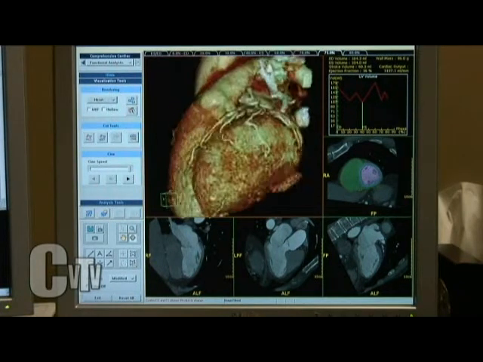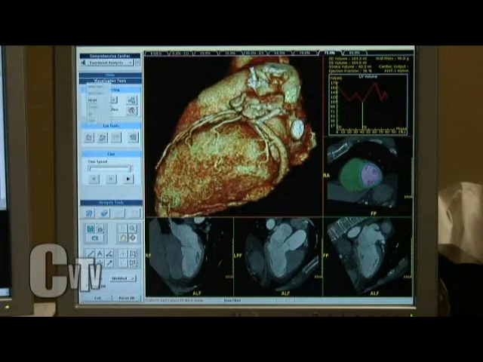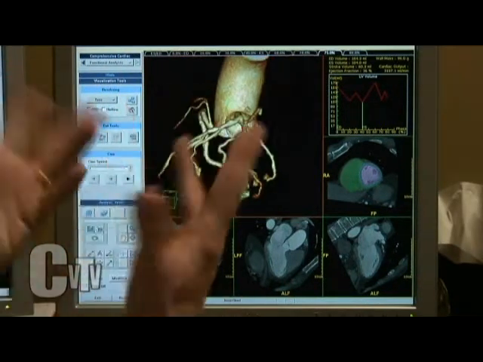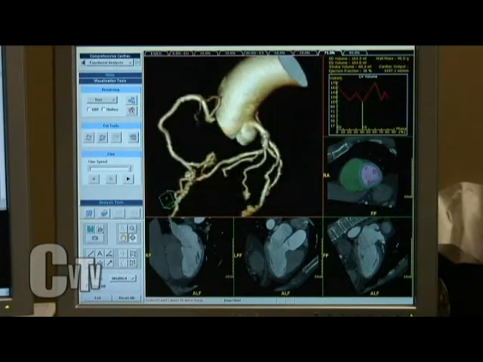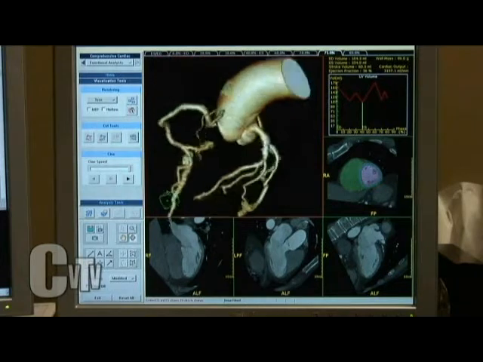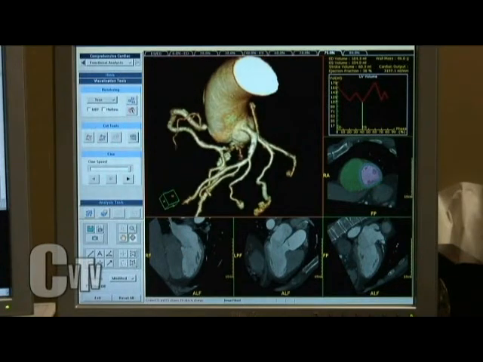We also can go back to the heart. We can take all those blood vessels we were looking at before, the coronary arteries, and we can actually strip those out. And now what we're looking at is just the coronary tree, as we call it. So there's all the blood vessels of the heart. And here's that plaque we were looking at before.